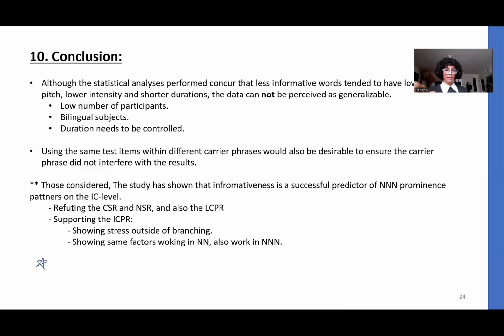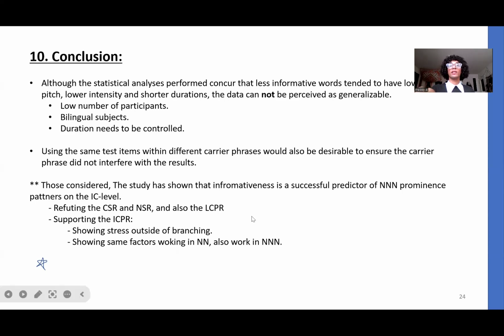And because we don't have time, I'm going to have to stop here. So the conclusion is we could use more informative words outside of a branching compound to actually elicit more prominence. The speaker, knowing that this word is less frequent and more informative, carrying more meaning, should highlight it more than words that are quite frequent and show no significant meaning.